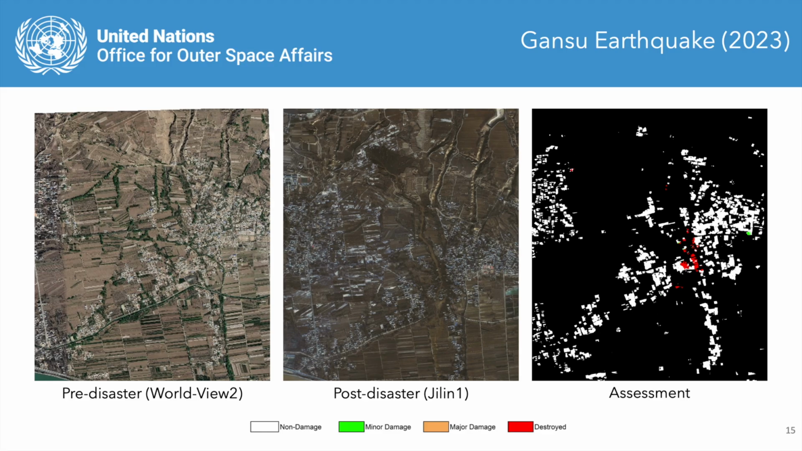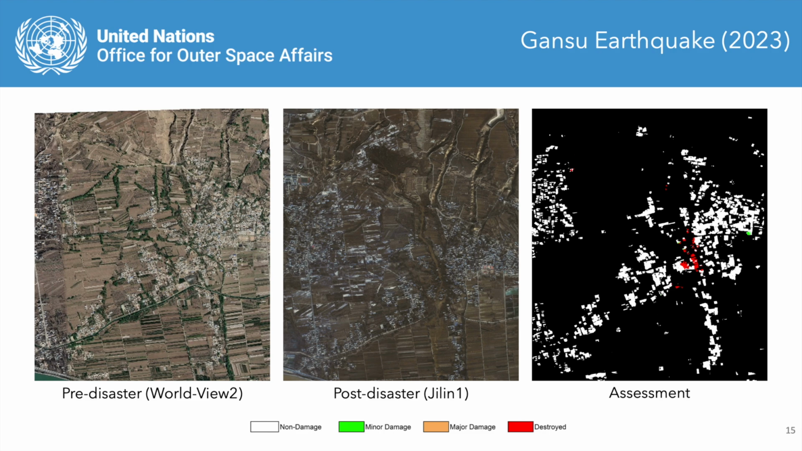This case showcases the damage assessment results from the 2023 Jishishan earthquake in Gansu Province, China. The analysis utilized pre-disaster imagery from the WorldView 2 satellite and post-disaster data from the Jilin-1 satellite. The results reveal severe building damage in the central residential area of the affected region.